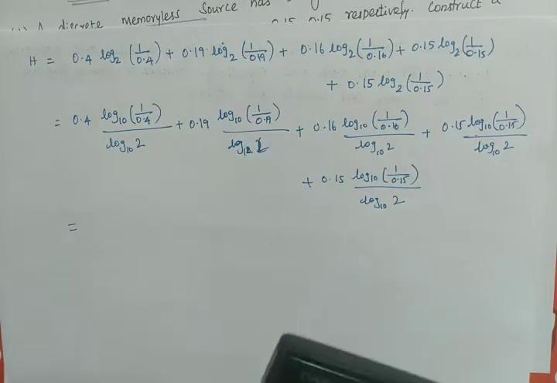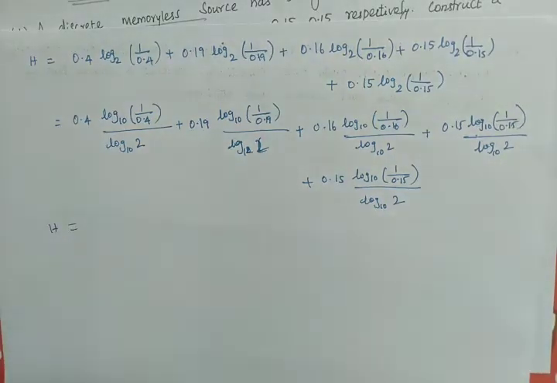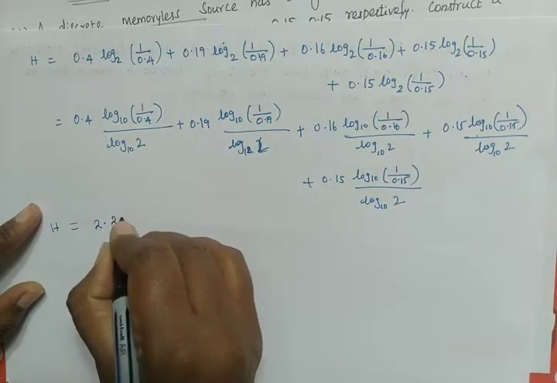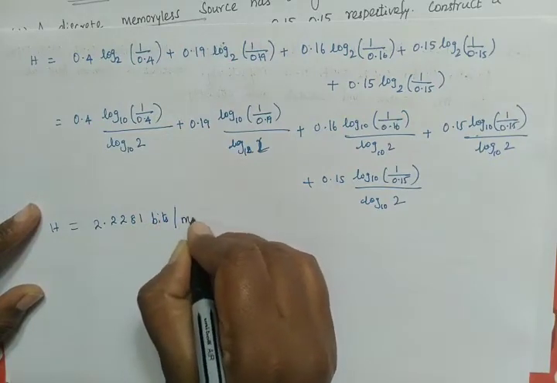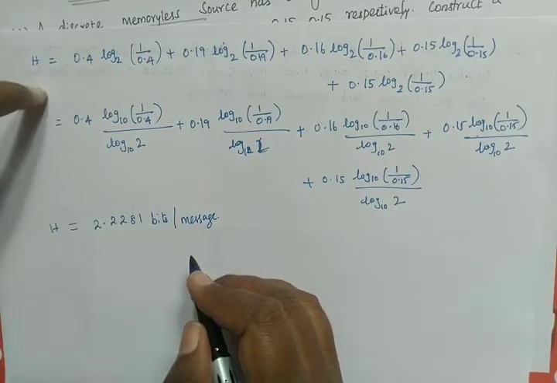Because this calculation takes time, log base 10 of 1 by 0.5, and so on. So finally H is equal to 2.2281 bits per message. So this is our answer for the entropy H.